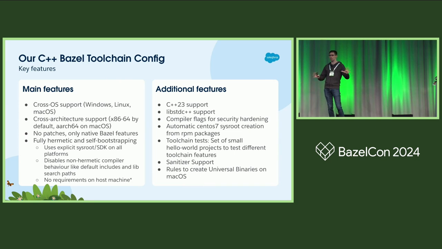So what are the key features of it? As mentioned, we use it across several operating systems: Windows, Linux, and macOS. We use it with different architectures, Intel and ARM. And also something that we are kind of proud of, it's all native Bazel features, native rules_cc. There's nothing patched. We heard this a few times in other talks, that there's a lot of patching going on. So this is all native Bazel features, and the cool things we show later are nothing special. Basically, all native Bazel stuff.